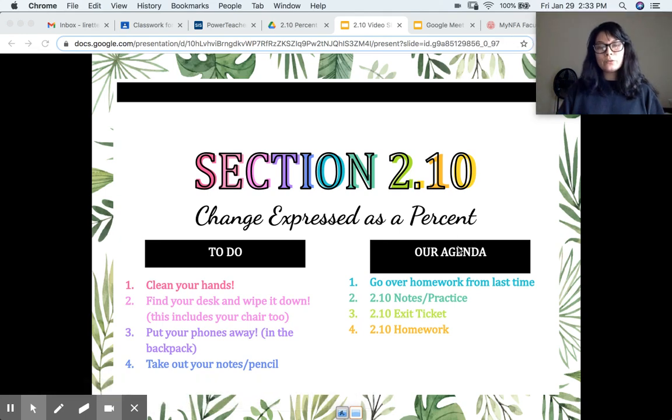I'm going to be walking you guys through section 2.10, which is change expressed as a percent. Go ahead and grab your notebook, something to write with, as well as a calculator, and let's dive right in.